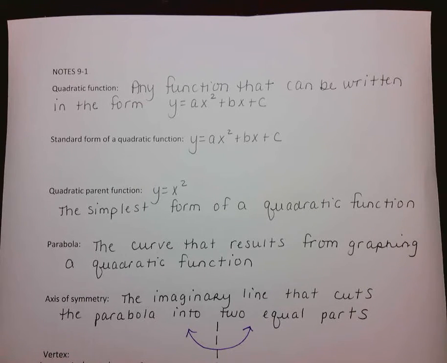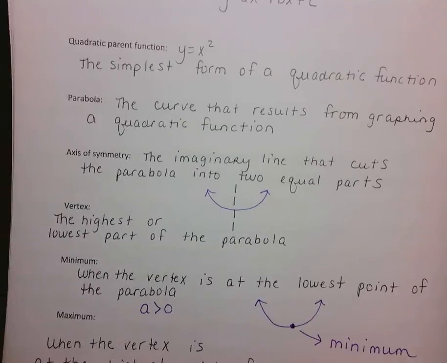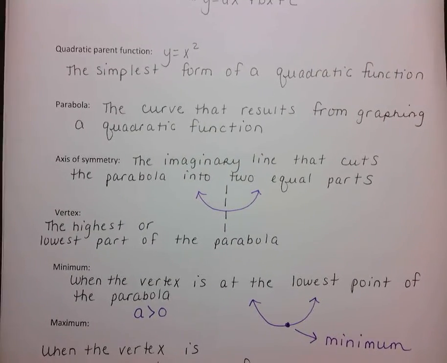A parabola is the curve that results from graphing a quadratic function. And the axis of symmetry is the imaginary line that cuts the parabola into two equal parts. The vertex is the highest or the lowest part of the parabola.